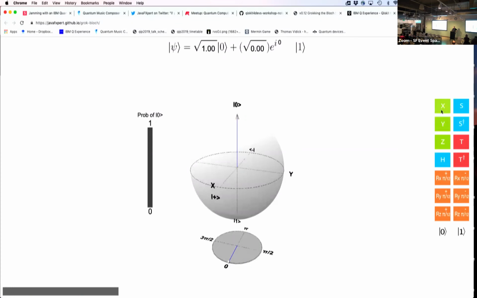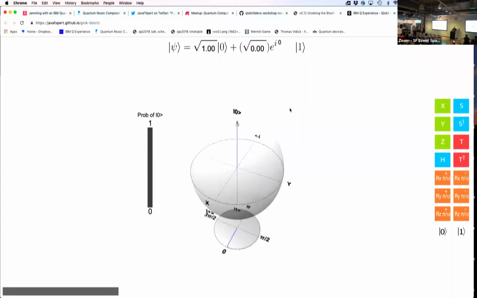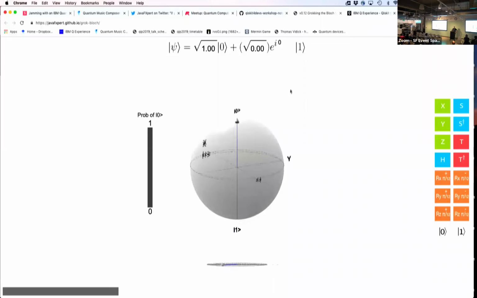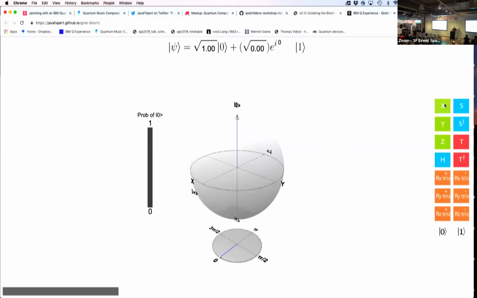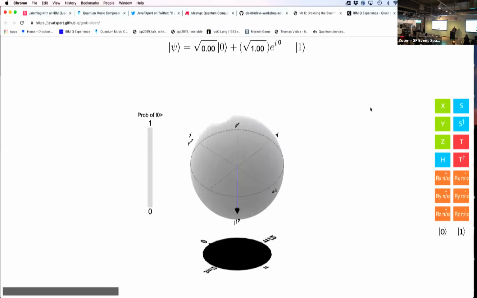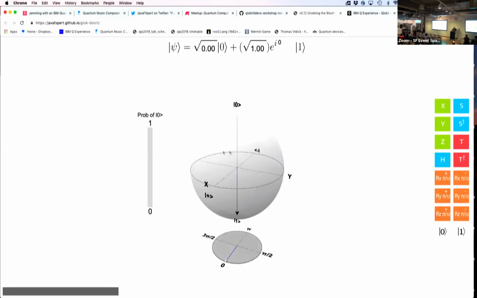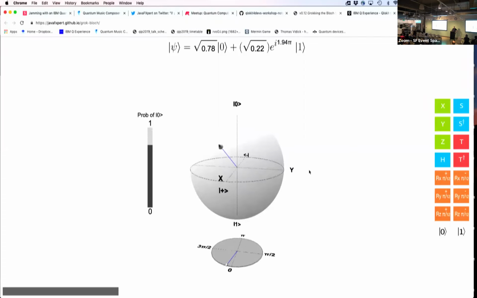So I can hit this X gate and go from this state zero. Where do you think it's going to go? Let's see. It goes to one, right? But if it were someplace here, it's going to do a 180 degree rotation around the x-axis, or if you're more comfortable with radians, it will do a pi rotation around the x-axis. So where will it end up? Well, it'll end up somewhere down here, right?